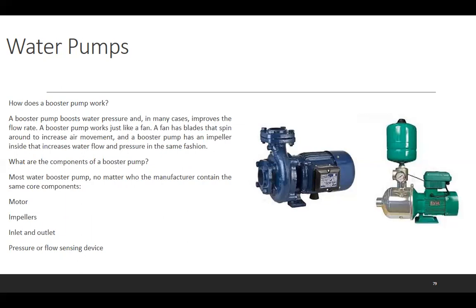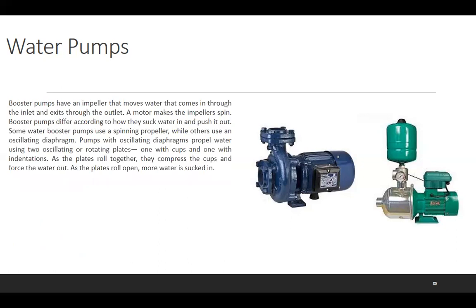What are the components of a booster pump? Most water booster pumps, no matter who the manufacturer, contain the same core components: the motor, the impeller, the inlet and outlet, and the pressure or flow sensing device. A booster pump has an impeller that moves water that comes in through the inlet and exits through the outlet. A motor makes the impeller spin.